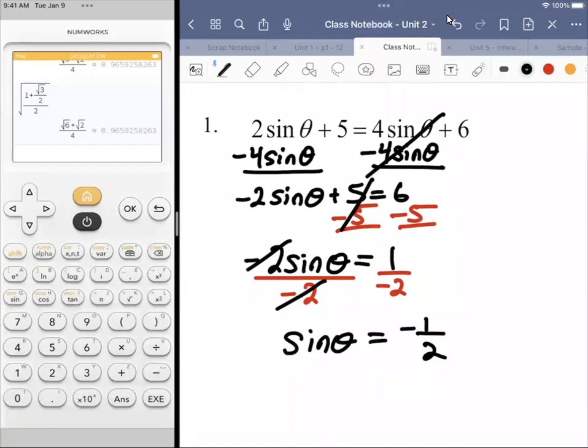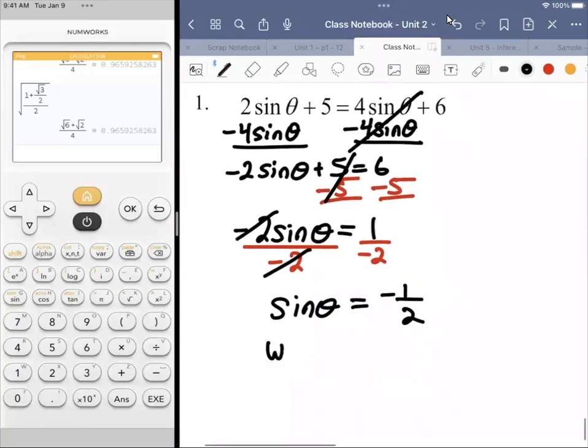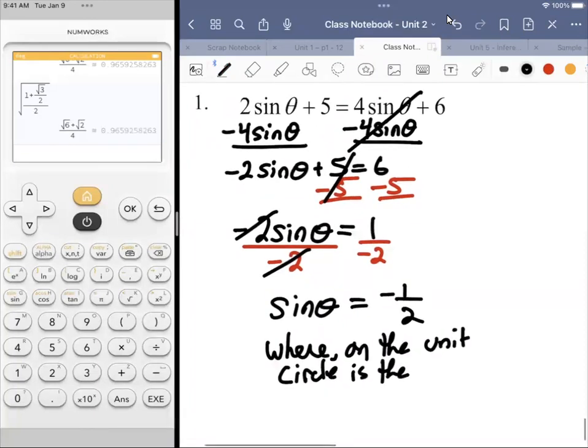All right. And we actually tackled these kinds of problems when we talked about inverse functions. This is basically saying where on the unit circle is the y value, so where, comma, on the unit circle, is the y value equal to -1/2.